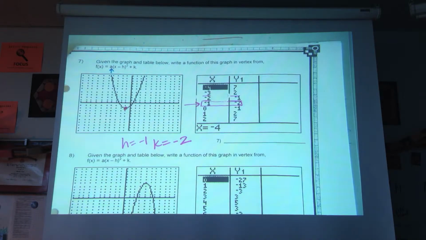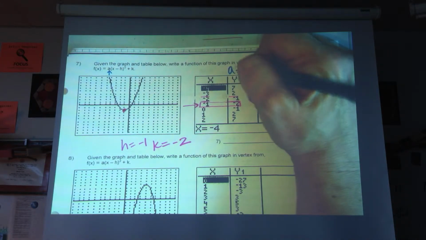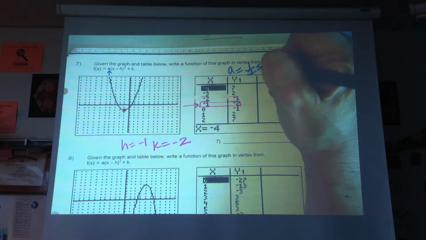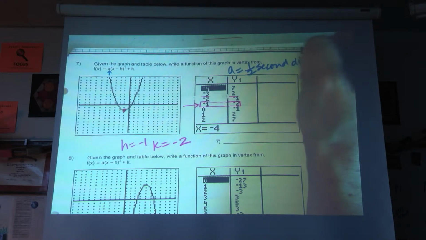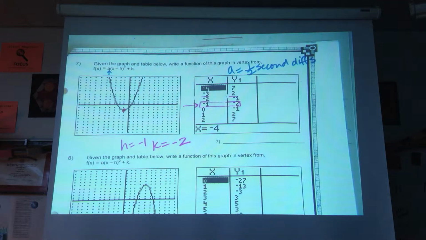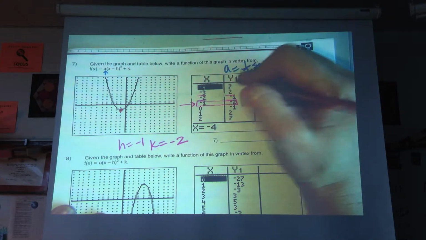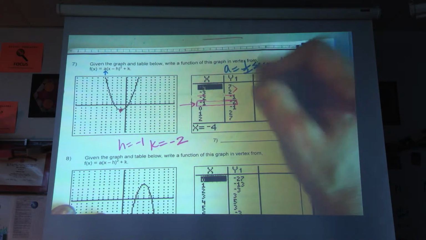And the a is equal to, in every quadratic, half of the second differences. Is this coming back to some of you? A is equal to half of the second differences. So that means I have to go through the process of finding the first differences.